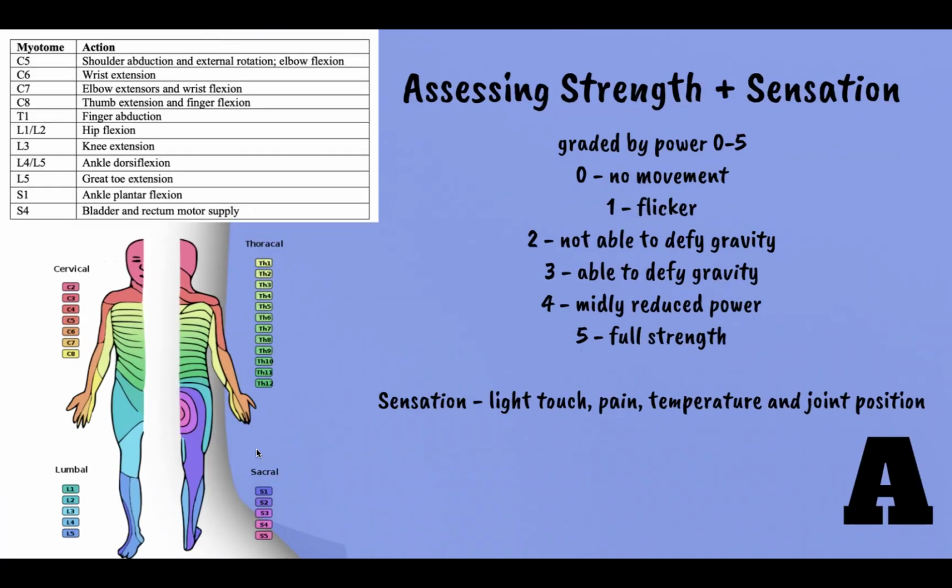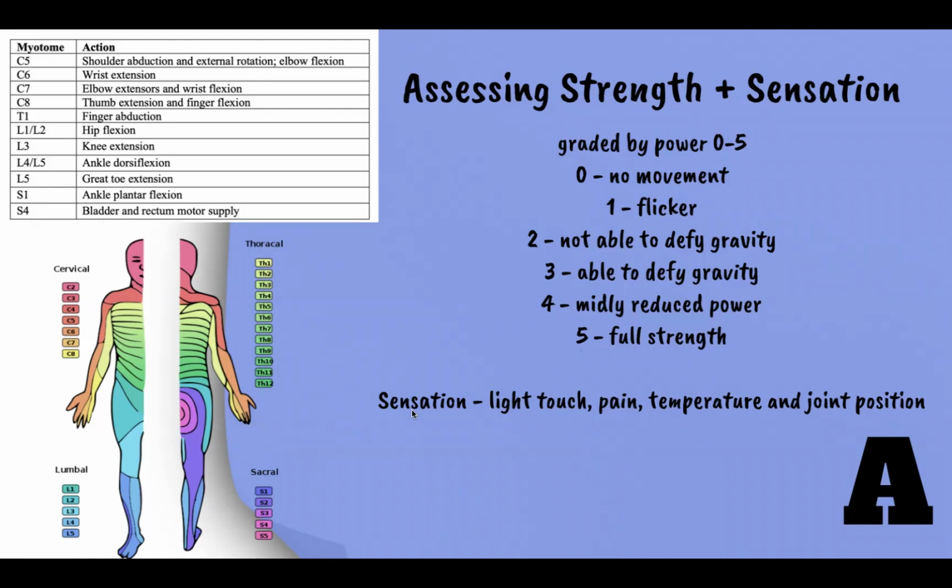We grade motor strength from 0 to 5. 0 is no movement. 1 means they've got flickers of movement in their hand or legs. 2 means they can move it but just can't defy gravity. 3 is they're lifting it above gravity, so if you ask them to lift it up, they're able to lift it up. 4 is that they're able to lift it up well, but with reduced power. And 5 is full strength.